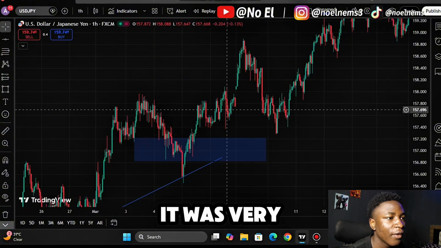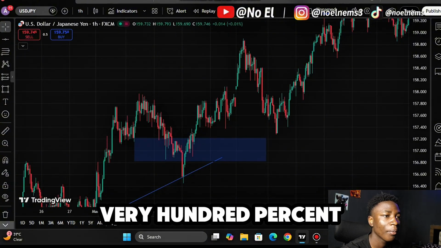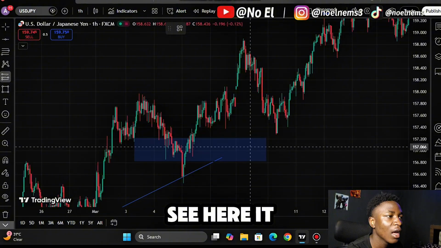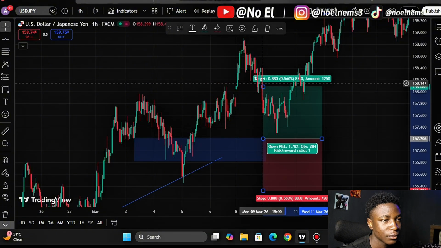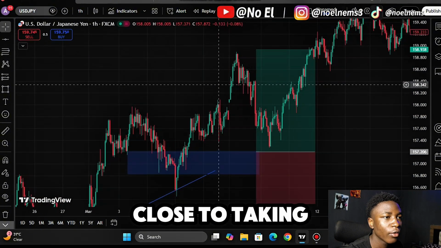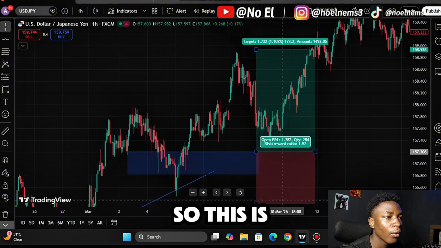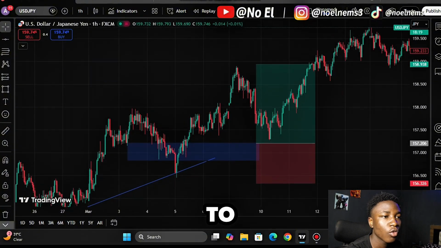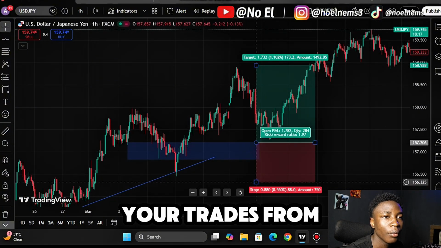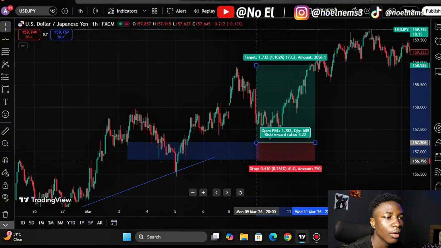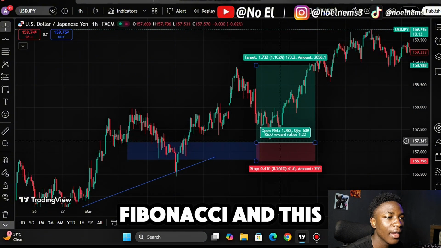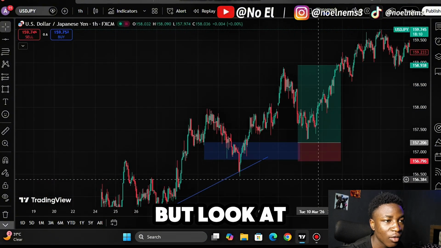And look at it, it was very close. You know, there's no strategy that's 100%. And you can see here, it was very close to entering. It was very close to taking the trade. So this is a perfect way to enter your trades from Fibonacci. And this didn't really go well, but look at it, it was very close.